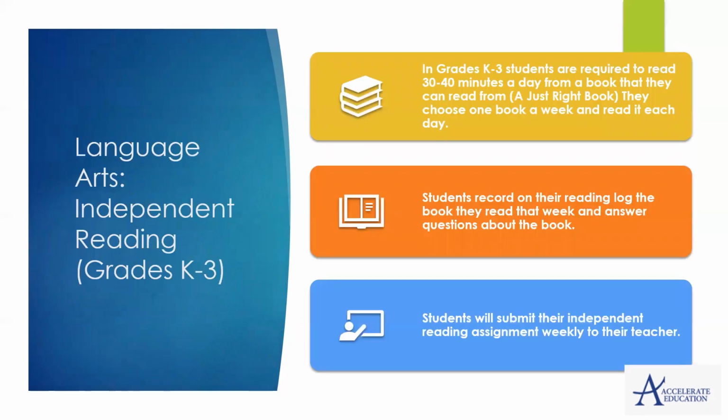For independent reading in grades K-3, we require 30 to 40 minutes per day from a Just Right book. Students record on their reading log the book that they read and answer a few questions about the book, and then they'll submit their weekly reading logs and independent reading questions to their teacher.